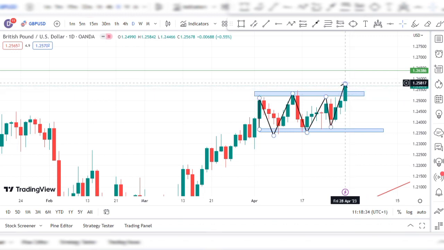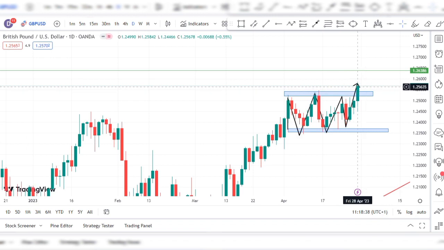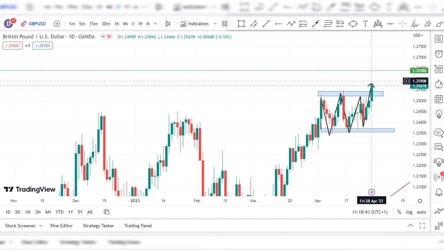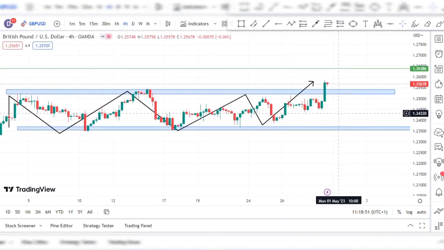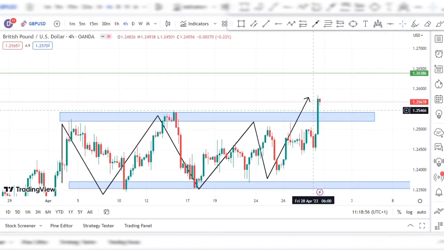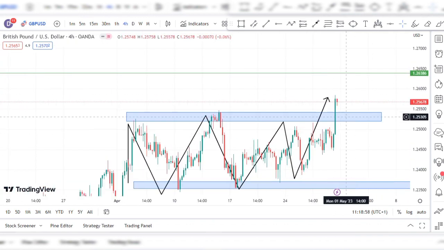Because of how strong this candle that broke through this area is, it shows me that price most likely will continue to the top side, at least up to the 1.265 area. On the 4-hour time frame, where we normally take our entry, we can see the 4-hour candle that broke through, a very strong candle.